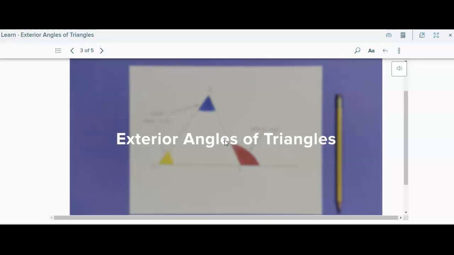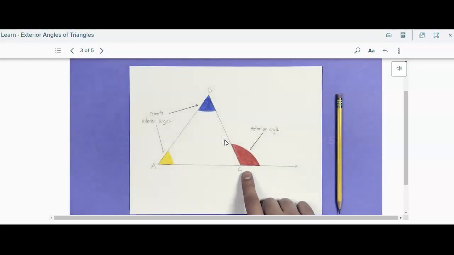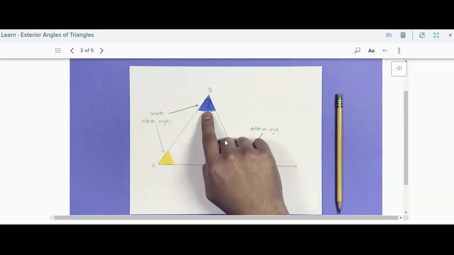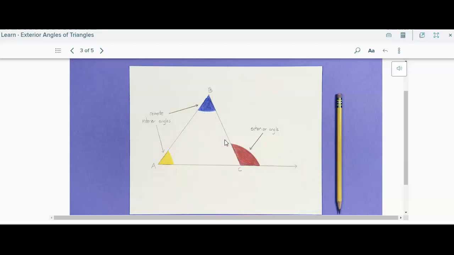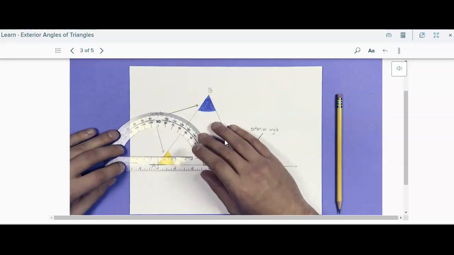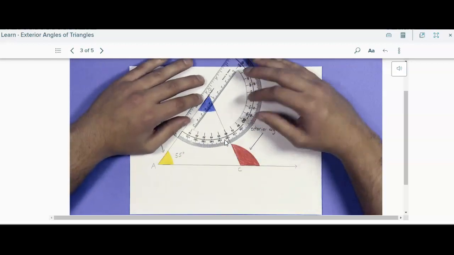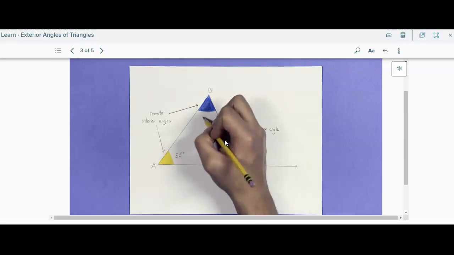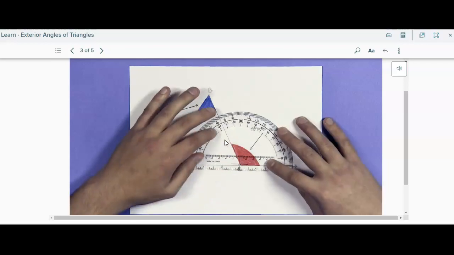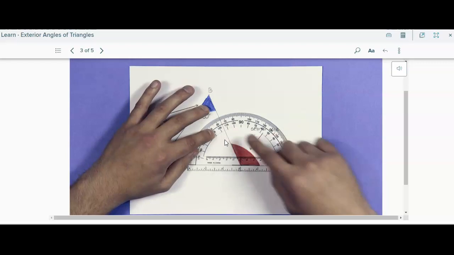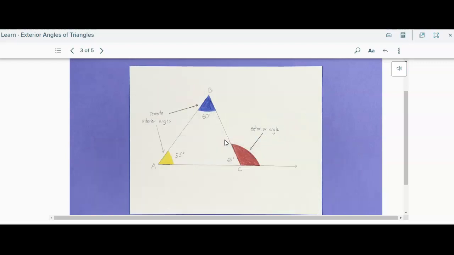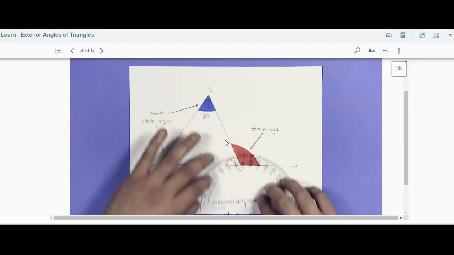Exterior angles of triangles. An exterior angle of a triangle and its 2 remote interior angles have a special relationship. To examine this relationship, we'll first measure the angles of the triangle. Measure and label the interior angles. By the way, this is 398 and you can fill in the blanks there. Next, measure and label the exterior angle.